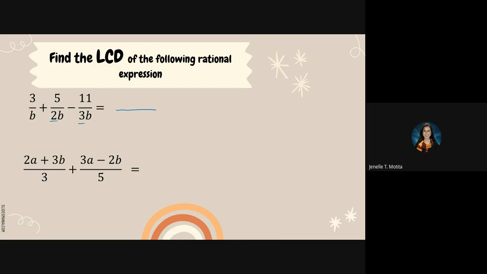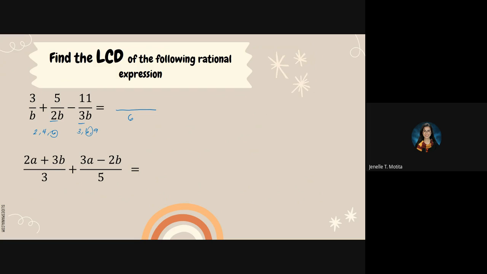When you say least common multiple, you get the multiples of 2 and 3, and their common multiples, the lowest is the least. For example, the multiples of 2 are 2, 4, 6. For 3, you got 3, 6, 9. Among these multiples, you got 6 as their common multiple, and that's the least. Therefore, that is your LCM for the numerical coefficients: 6.